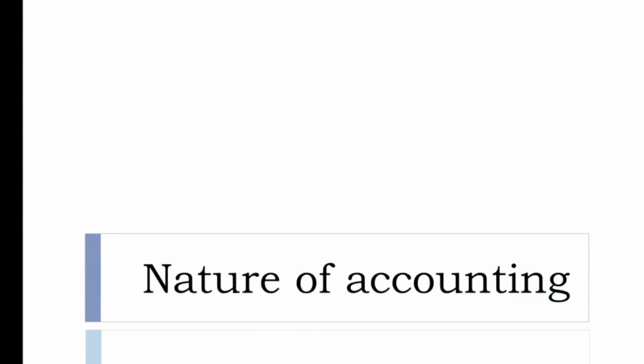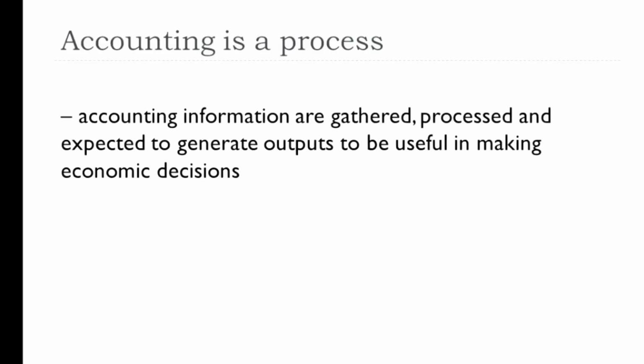Okay, let's continue. So, dito na tayo sa nature of accounting. So, sa nature of accounting, number 1 is accounting is a process. Accounting information are gathered, processed, and expected to generate outputs to be useful in making economic decisions. So, pag sinabi nating process, para siyang system. Meaning to say, dapat meron kang input, meron kang process, meron kang output para magamit natin yung financial information yan. So, that's one nature of accounting.